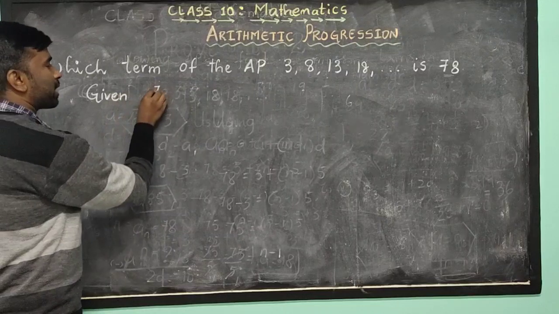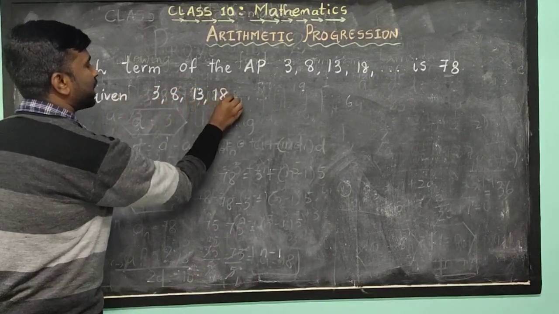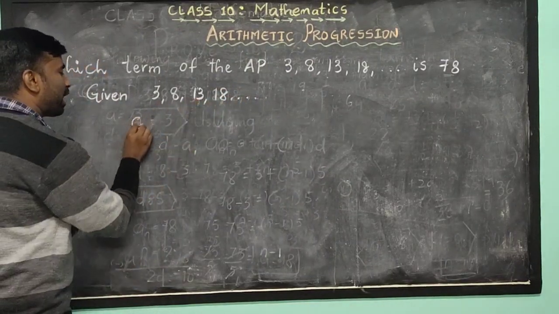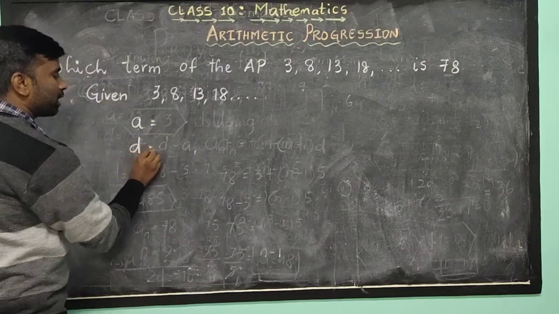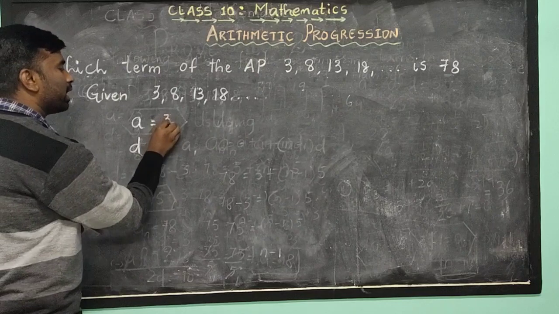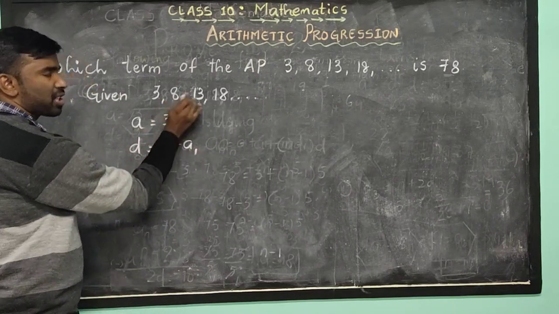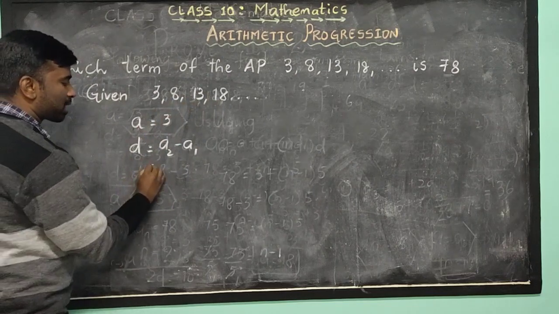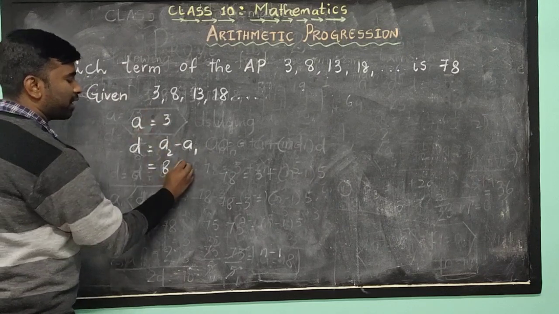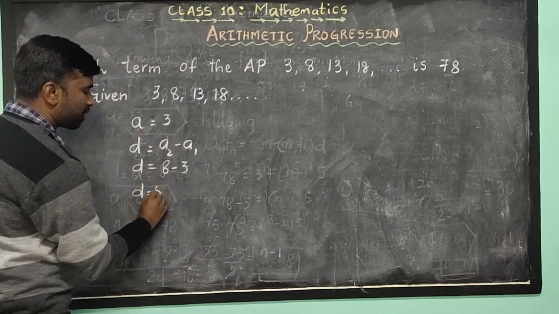So, the given AP is 3, 8, 13, 18 and the list will go on. By using this given AP, find out the value of a, d. What is a? That is the first term, which is equal to 3. Then what is d? That is a2 minus a1, or the difference of any two consecutive numbers. What is a2? That is 8, minus a1, which is equal to 3. So d equals 8 minus 3, which is 5.